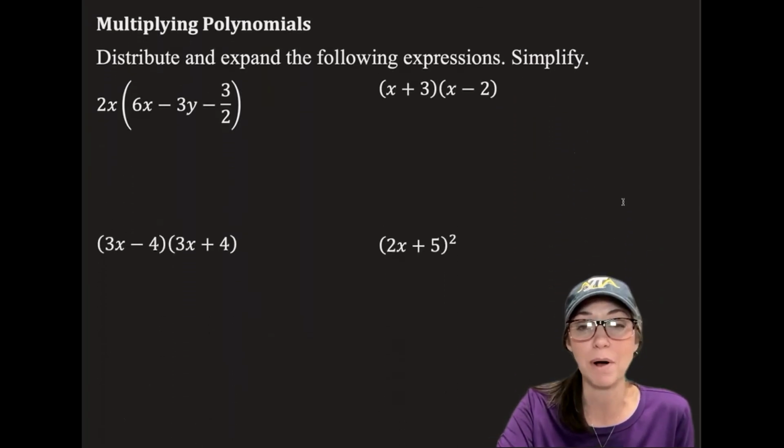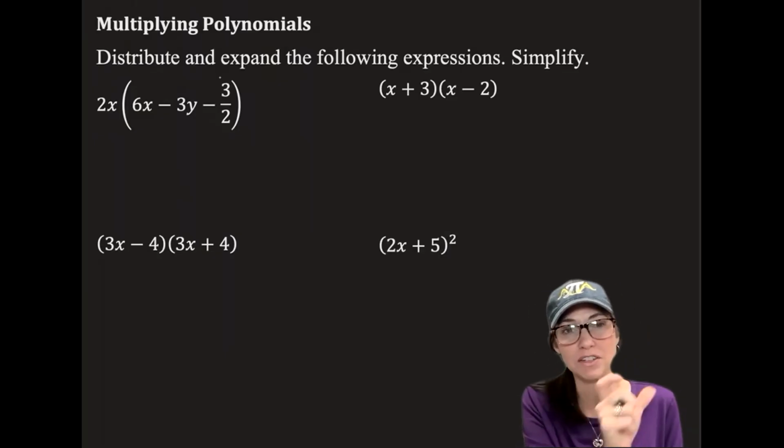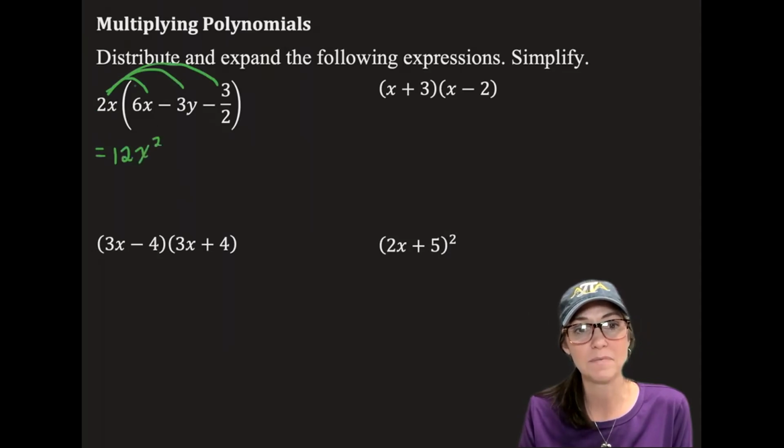So in multiplying polynomials together, if you have, for example, on this one, a monomial out front, we have that 2x squared here, and it is multiplied by a trinomial because we have 1, 2, 3 terms. But there's only one factor out front. So we just distribute this 2x to everything inside. We multiply it by everything inside the parentheses like that, right? So 2x times 6x makes, we multiply the numbers and multiply the x's, so 12x squared. 2x times negative 3y makes negative 6xy. And 2x times negative 3 halves makes negative, the 2 times the 3 halves is 3x.